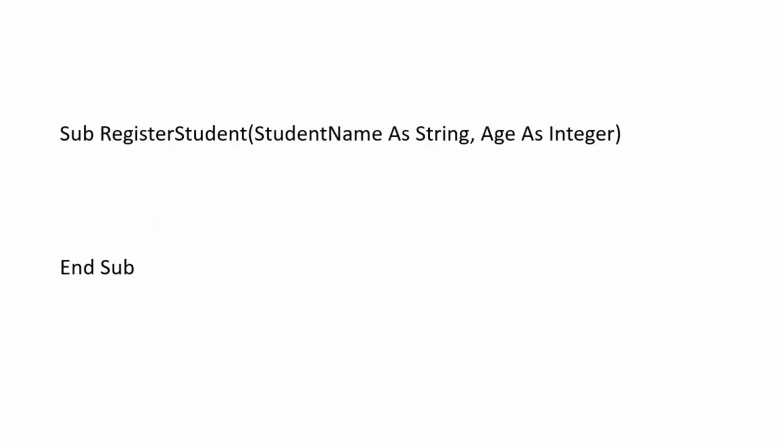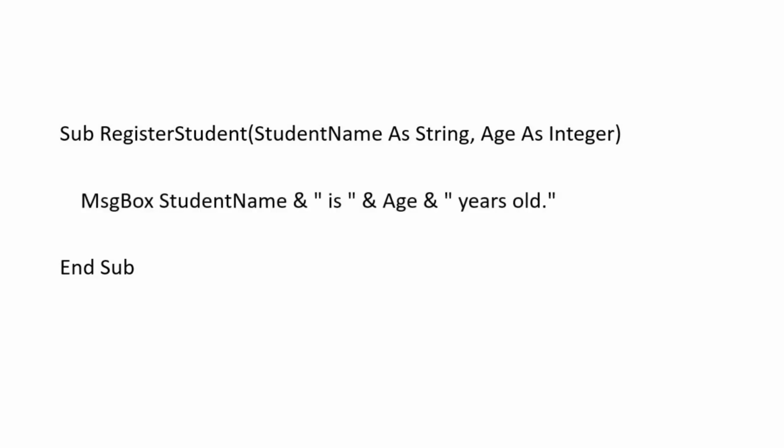Passing multiple arguments. You can also send more than one piece of information. Example, Sub RegisterStudent(StudentName As String, Age As Integer). Then we can write this as the output. When calling it, we might write RegisterStudent "John Doe", 18. Here, John Doe is the first argument and 18 is the second argument.